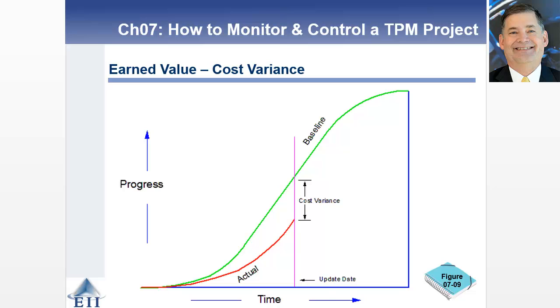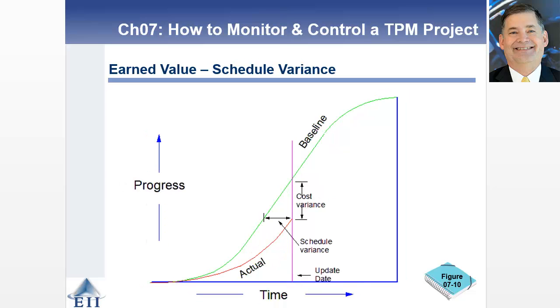And then you can also generate a schedule variance. So that schedule variance is going to be a kind of horizontal line between the actual and baseline project. And then that allows you to go back. If you've got this idea of a cost variance and a schedule variance, then what you should be able to do is go back and calculate those things as it relates to this particular project.